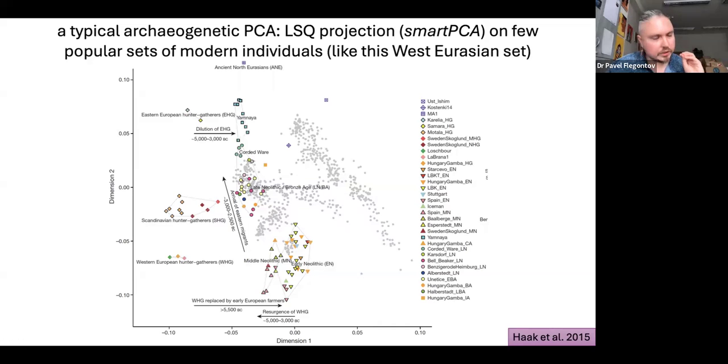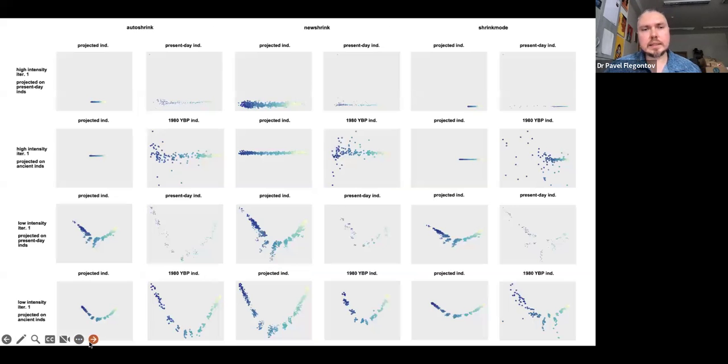So data for ancient individuals are projected on axes of the PC space based on modern genetic variation. That is done allegedly to get rid of problems associated with high levels of missing data, and also partially to get rid of problems associated with batch effects. And here, I will skip this.